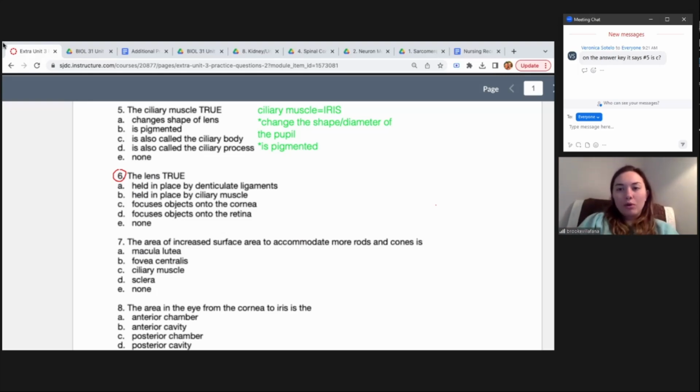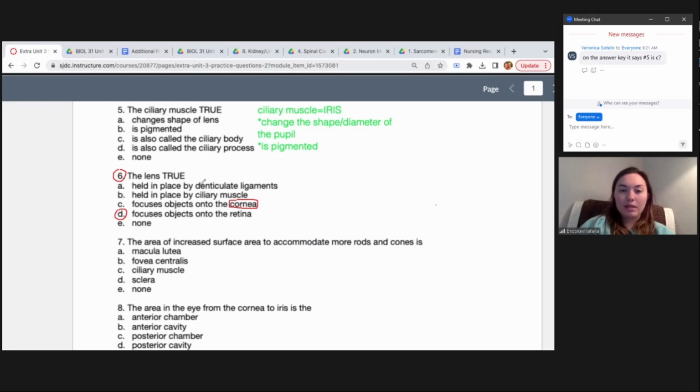Okay, so for question 6, the answer is D. So the lens focuses objects onto the retina, right? The retina is that area that has all those rods and cones, and the lens functions to focus objects onto it. So if you answer D, that would be the correct answer. Cornea, the cornea right here, this is where light comes in. So this is a see-through part at the front of the eye. So it's not needing objects to be focused onto it. The cornea kind of like lets light in, if that makes sense.